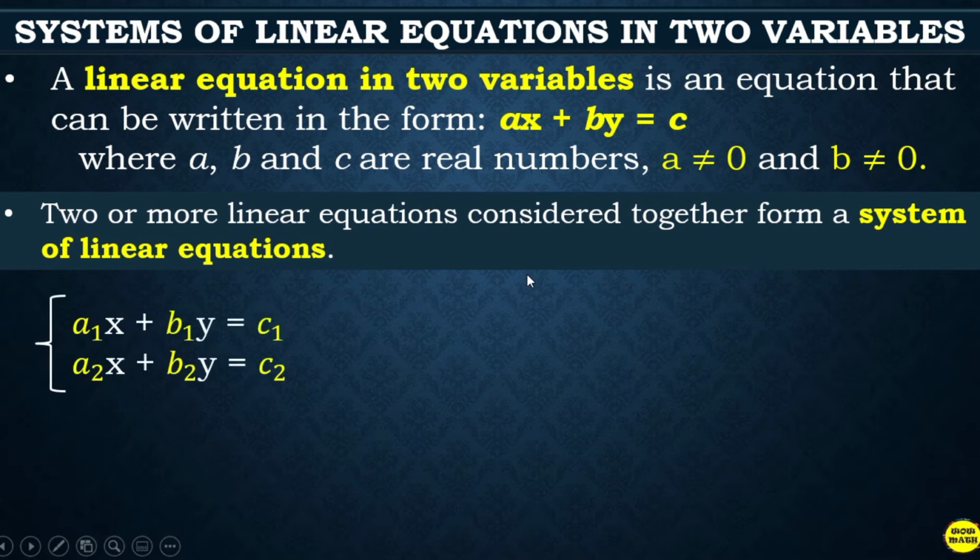Okay? So, how do we write a system of linear equations? So, this is your first equation: a sub 1 x plus b sub 1 y equals c sub 1. And then a sub 2 x plus b sub 2 y equals c sub 2. This is your second equation.